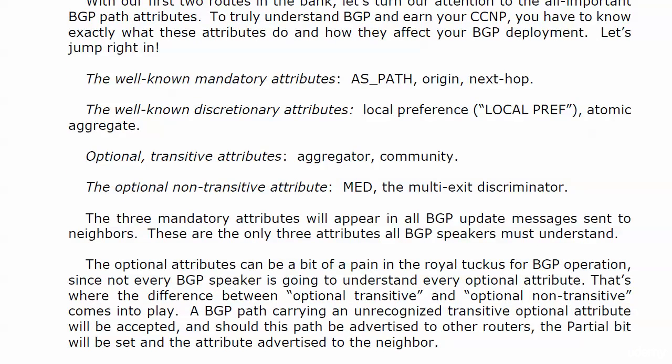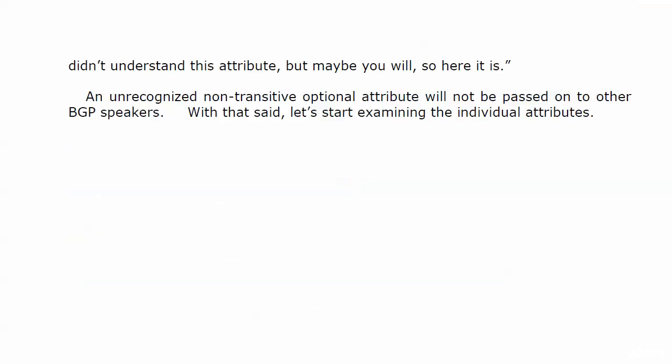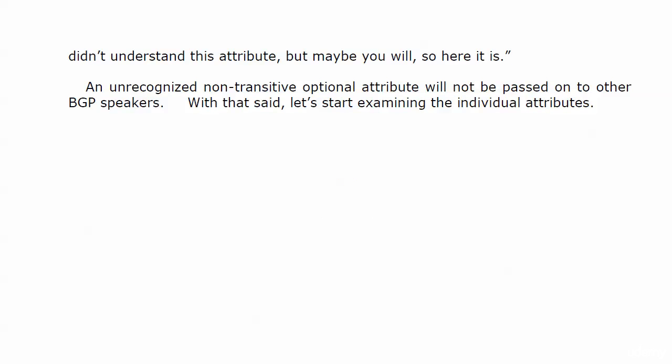Now, the optional attributes, they can be a bit of a pain when it comes to BGP, because again, not every BGP speaker is going to understand every optional attribute. And that's where the difference between optional transitive and optional non-transitive comes into play. A BGP path that's carrying an unrecognized transitive optional attribute will be accepted, and should that path be advertised to neighbors, the partial bit will be set and the attribute advertised to the neighbor. Marking an attribute as partial is really the equivalent of the advertising router saying, hey, I didn't understand this, but maybe you will, so here it is.